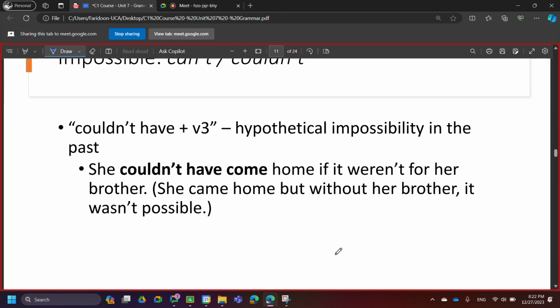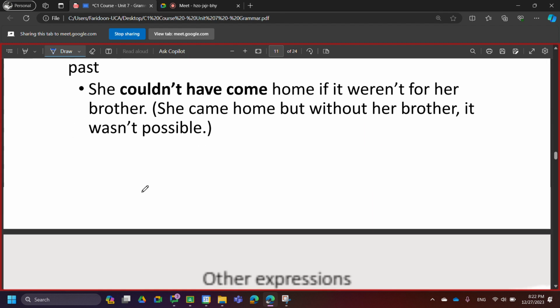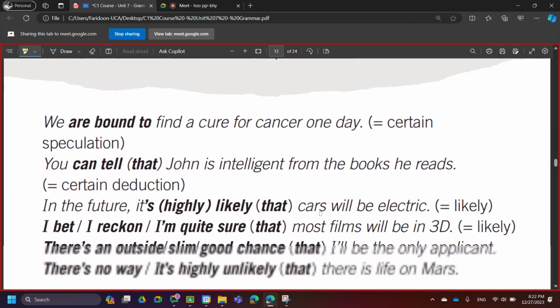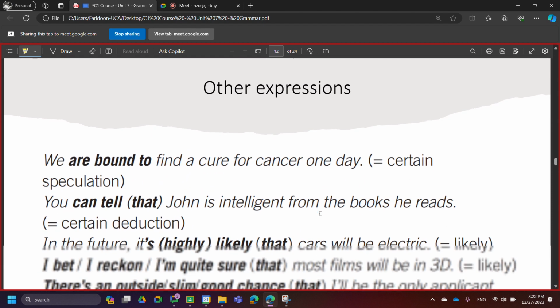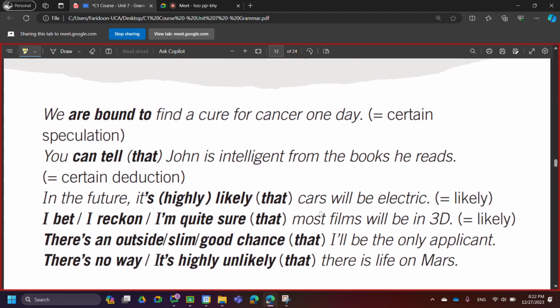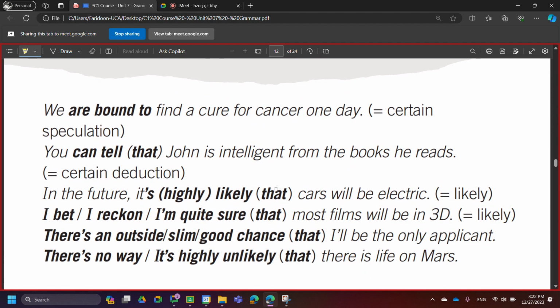Okay? And continuation still, couldn't have plus verb number three. It can be used to talk about hypothetical impossibility, but in the past. She couldn't have come home if it weren't for her brother. She came home, but without her brother, it wasn't possible. So that's why it's hypothetical. We do have some other expressions before we go to your questions here, and those expressions, guys, you just have to learn them one by one.